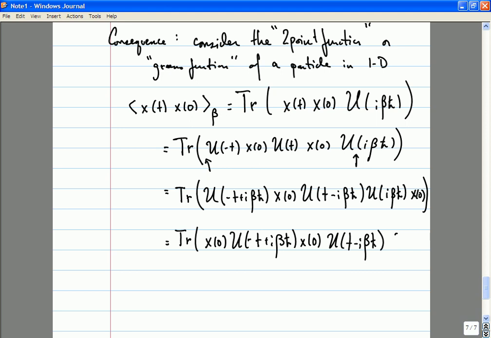And what is u of I beta h? That's just the density operator, e to the minus beta h. So what is this? This is the expectation value of x of 0 times the expectation value at time, which is a Euclidean time, or rather a shifted time, t minus I beta h bar.